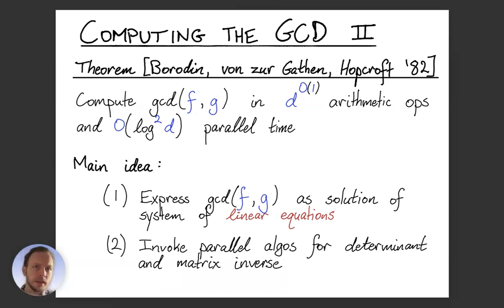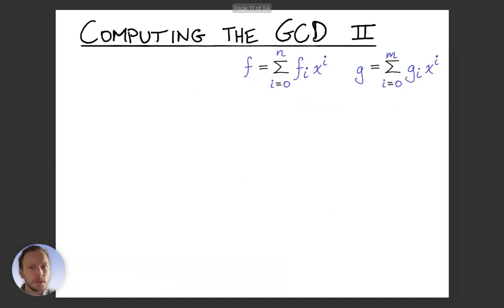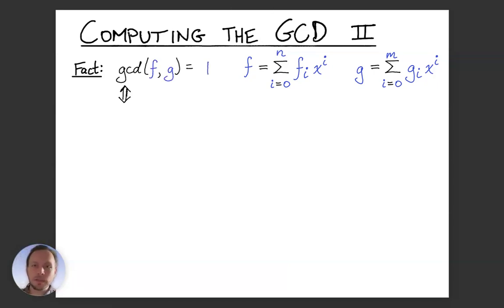I want to give you a little bit more details on what this reduction looks like. So to set some notation, we have two polynomials, f and g. The f_i's are the coefficients of f, and the g_i's are the coefficients of g. For simplicity, we'll only look at the case where we want to decide if f and g are coprime. We want to decide if they have GCD 1.